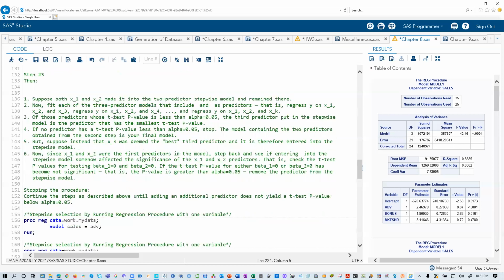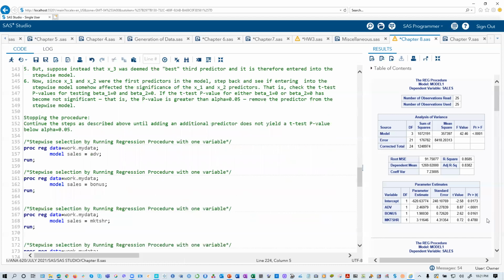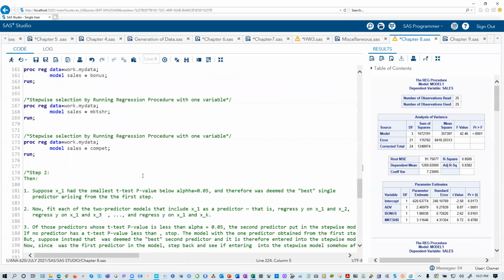Then of those predictors whose test P value is less than alpha, the third predictor put in the stepwise model is the predictor that has the smallest P value. But if no predictor has a P value less than alpha, stop. The model containing the 2 predictors obtained from the second step is your final model. That's what happened here. They both were insignificant, with P values larger than 0.05, so they stop there.